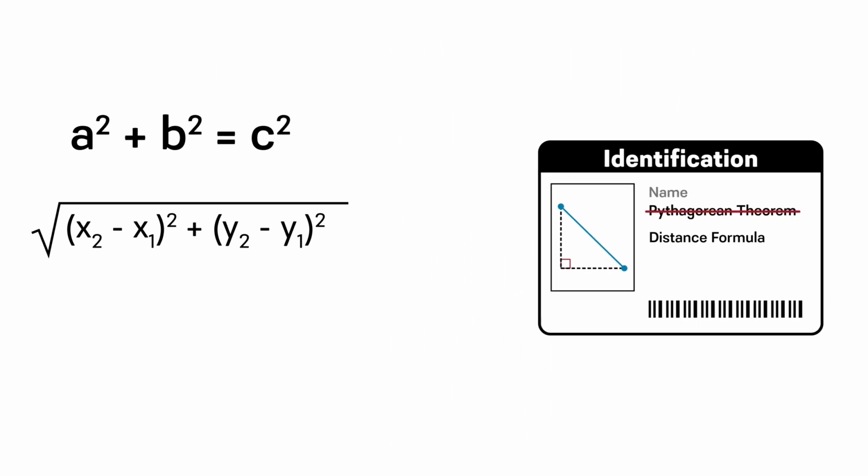Therefore, to conclude, the distance formula and the Pythagorean theorem are basically the same thing. The Pythagorean theorem uses a squared plus b squared, and the distance formula rewrites the a and b by subtracting coordinates to find the lengths.